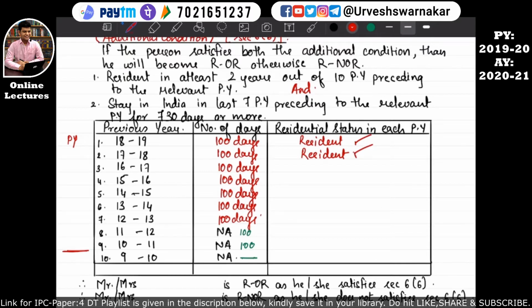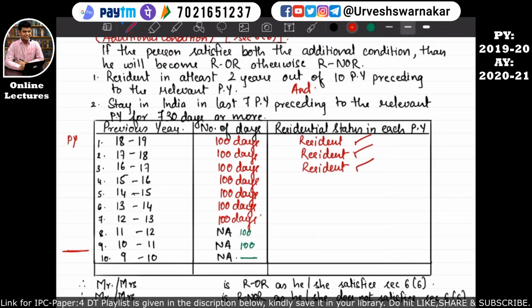So again we'll see whether there is any more possibility that he has stayed in India for any previous year. In 16-17 also he will be resident. How? See, the previous years preceding the relevant previous year 16-17 are 15-16, 14-15, 13-14 and 12-13. Here also he has stayed for 400 days, and for this relevant previous year he has stayed for 100 days. That means he has satisfied the second basic condition of section 6 subsection 1.